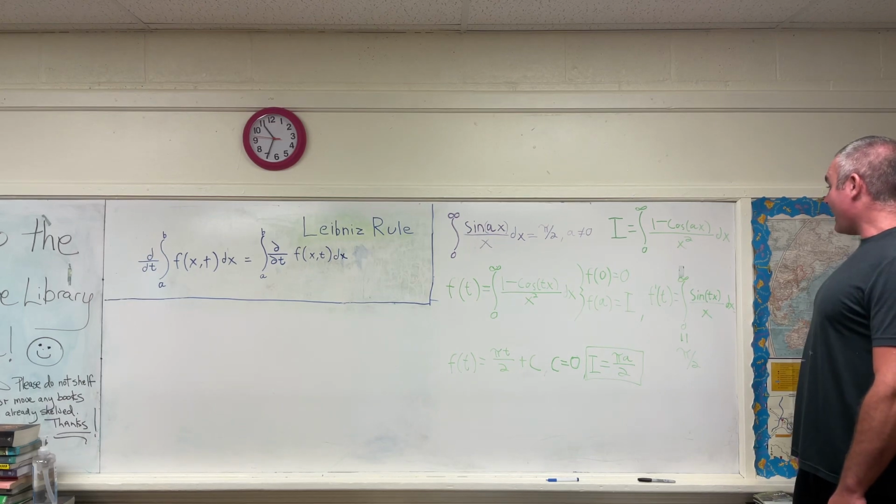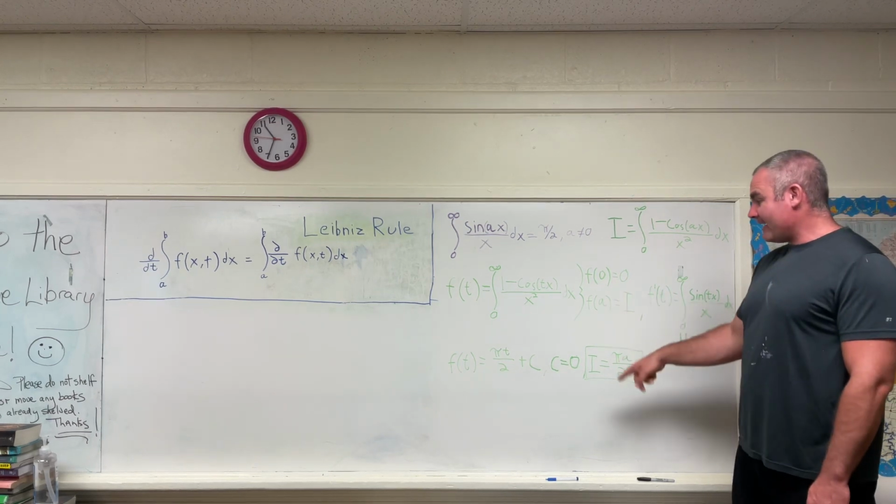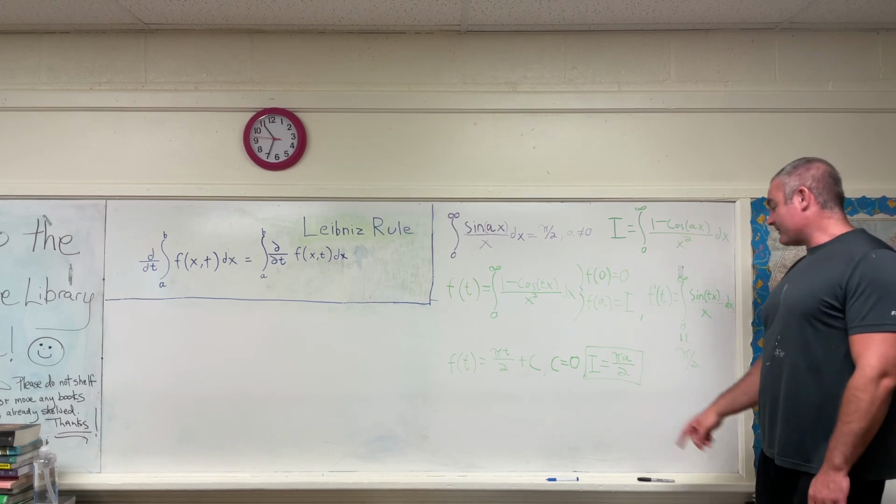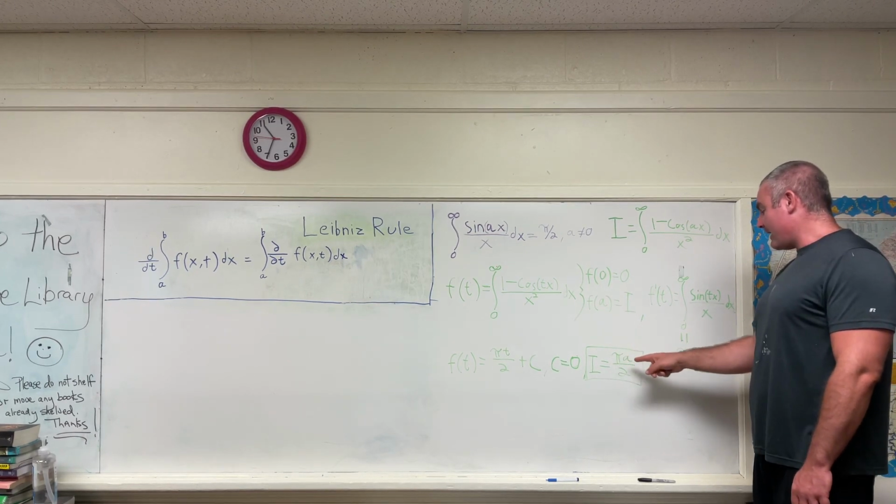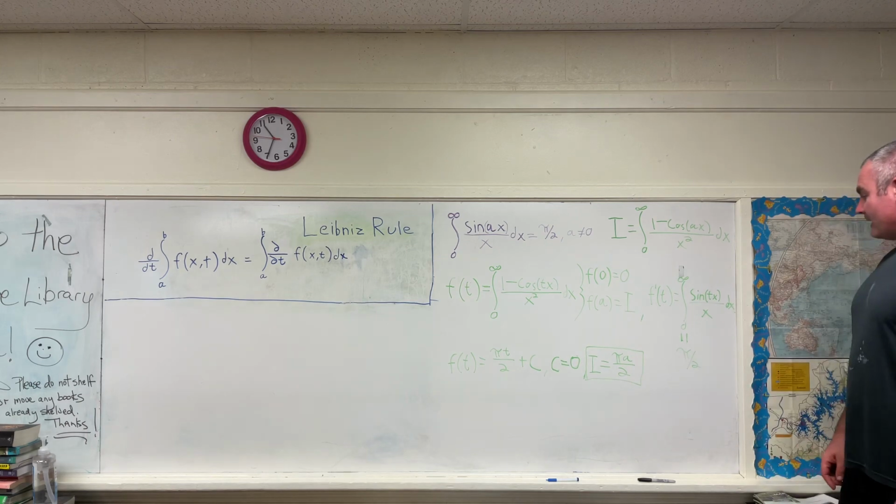So now to find I, all we need to do is plug in a to our function of t, and that will give us I being equal to pi a over 2. And that's it. That's the answer.